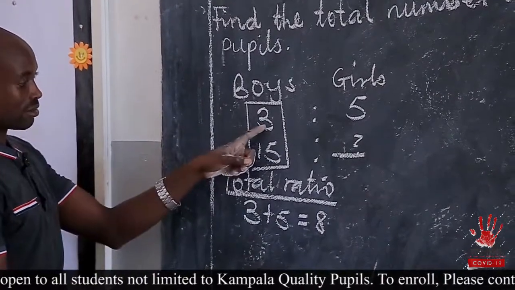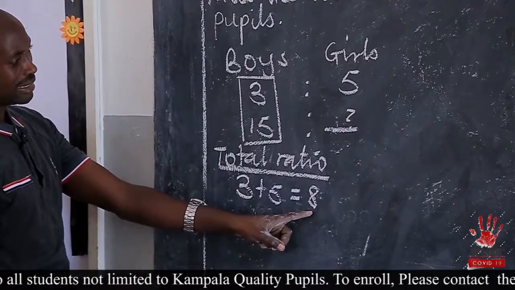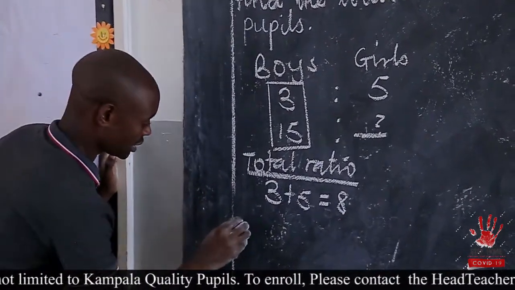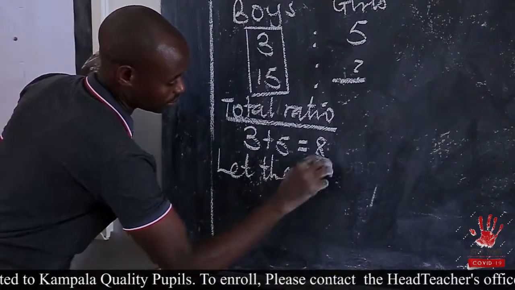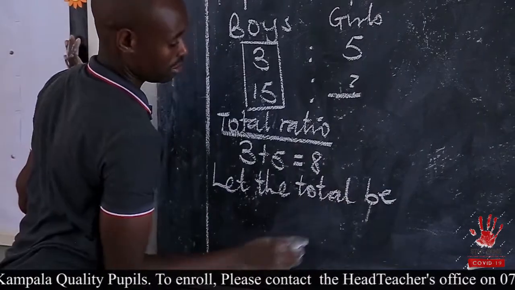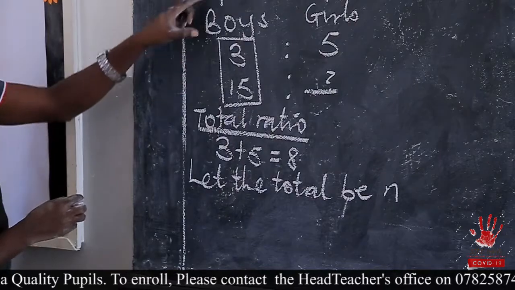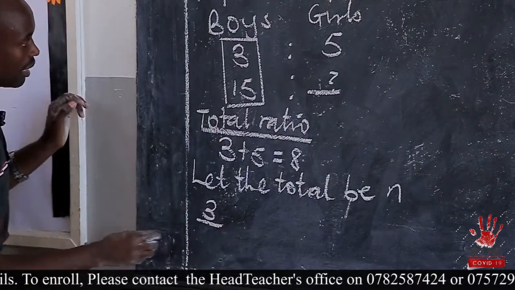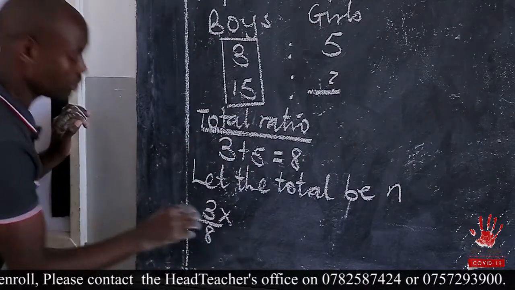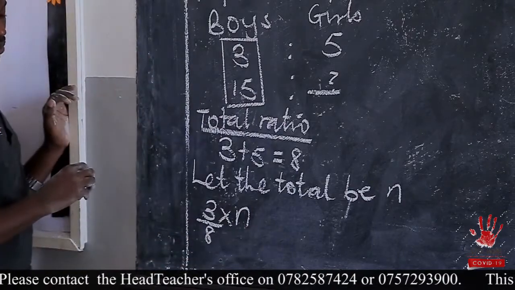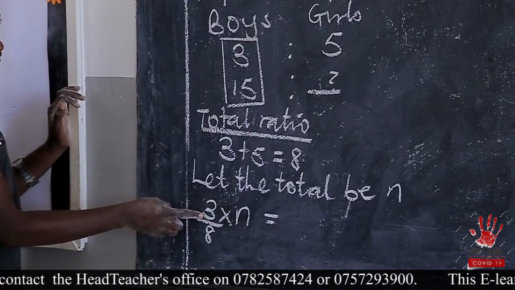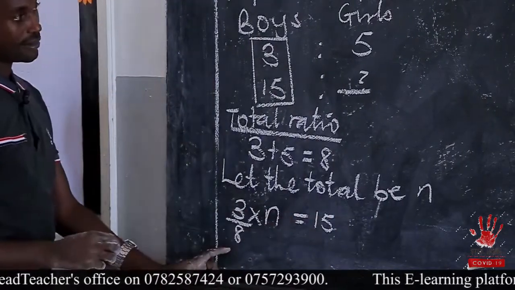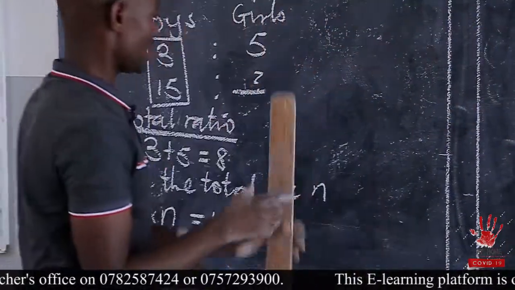So the ratio parts are 3 out of the total, which is 8, times a certain number, which is the total, in order to get 15. So we are going to say, let the total be n. Since we are using boys, we have 3, a ratio for boys, 15, the number of boys. We are going to get 3 out of the total ratio, which is 8, times the total, which I don't know. Since I have used ratio parts of boys, I will get the number of boys. And how many boys do I have? 15. Okay? Go ahead, form your equation, and solve.